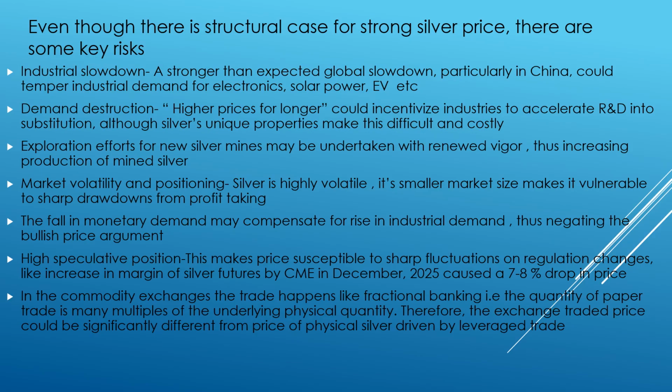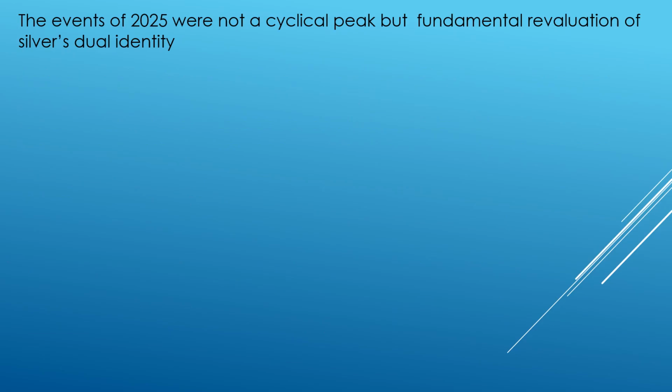In the commodity exchanges, the trade happens like fractional banking. That is, the quantity of paper trade is many multiples of the underlying physical quantity. Therefore, the exchange traded price could be significantly different from the price of physical silver, driven by leveraged trade. Any increase in margin requirement by exchanges may result in deleveraging of the futures contracts. The events of 2024 were not a cyclical peak, but a fundamental revaluation of silver's dual identity.